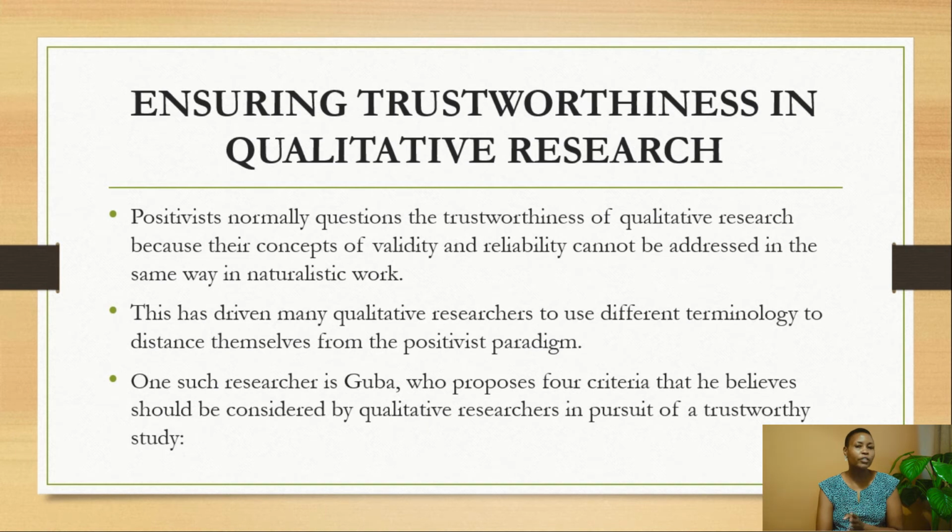Positivists normally question the trustworthiness of qualitative research. And why do they question? Because the concepts of validity and reliability cannot be addressed in the same way in a naturalistic work. So this has driven many qualitative researchers to use different terminologies to distance themselves from the positivist paradigm. And one such person is Guba. And he proposes 4 criteria that have been adopted by many qualitative researchers in pursuit of trustworthiness of a qualitative research.